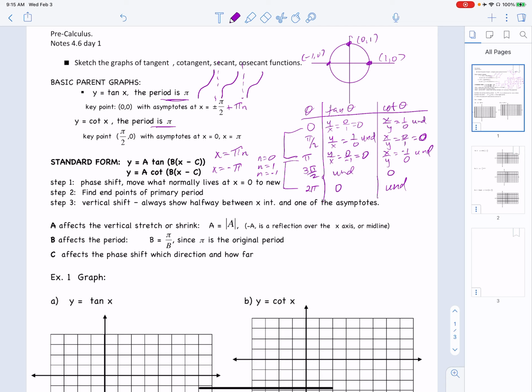For cotangent, it looks like this over and over again. And you have vertical asymptotes between each of those footprints. So cotangent looks like a flipped x cubed graph.